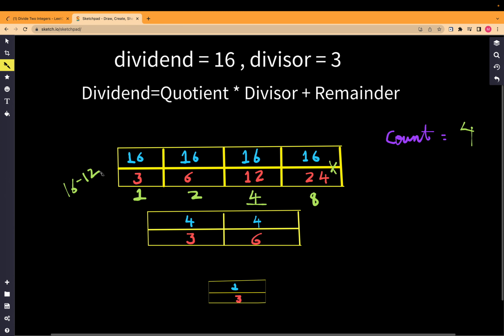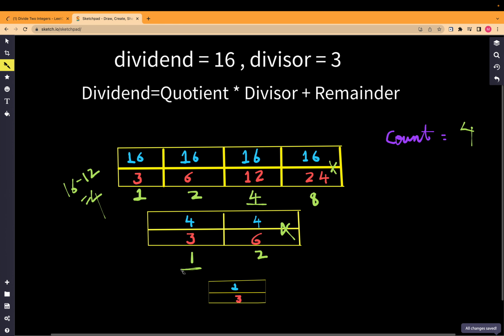This is now 4. So now for 4 again we will iterate. If we can subtract 3 from 4, we will double. If we can subtract 6 from 4, no we cannot. So we will stop over here, at this stop.